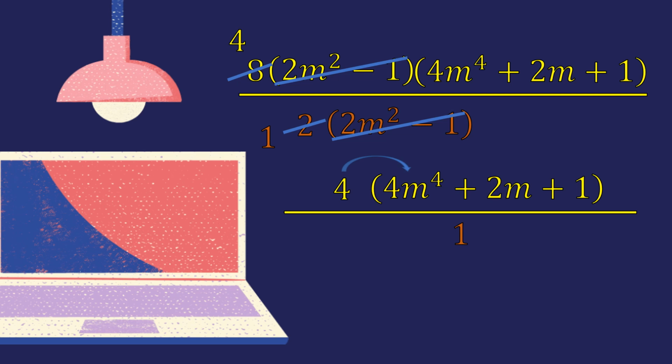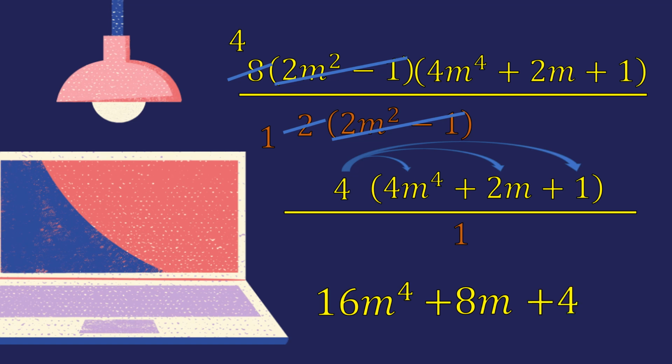4 times 4m raised to 4 is equal to 16m raised to 4. 4 times 2m is equal to positive 8m. 4 times 1 is equal to positive 4. So the simplified form of our rational expression is 16m raised to 4 plus 8m plus 4.